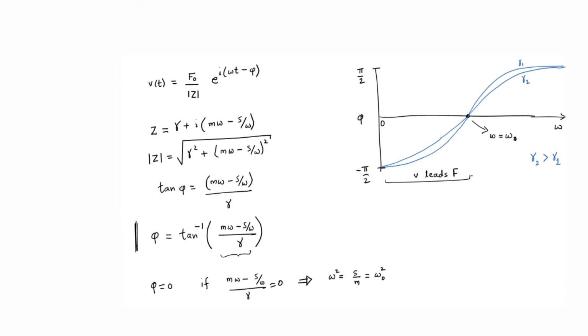On the other hand, in this region phi is positive, it goes from 0 to pi by 2. In that case, velocity lags f, or more precisely the phase of velocity lags that of the forcing term. So, it gives us a global picture of how the phase difference between velocity and the forcing plays out as you vary parameters.